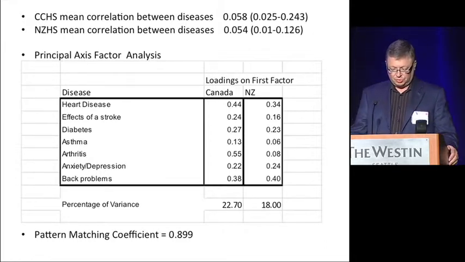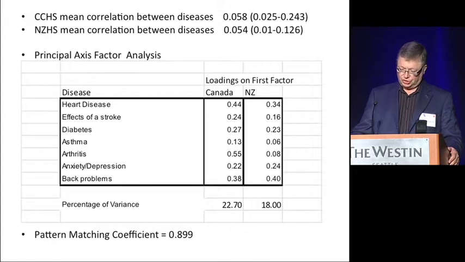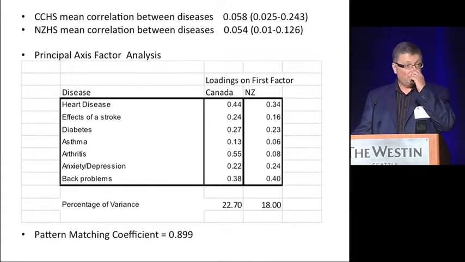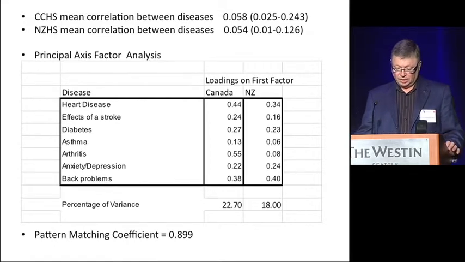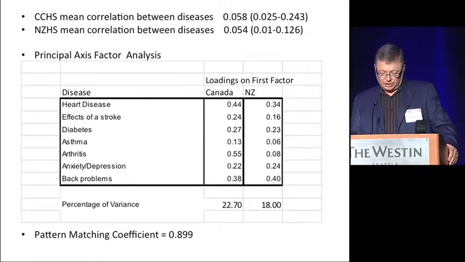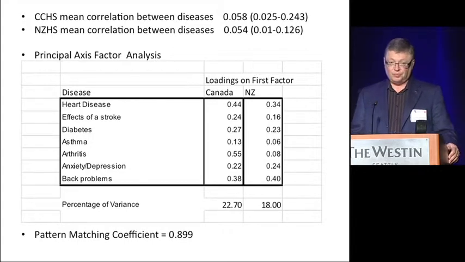We calculated Pearson product moment correlations, and these show that the relationships between these diseases as reported in self-report were modest. Then we conducted a principal factor analysis, principal axis factor analysis, to determine whether the pattern of correlations was similar between the 2 countries. I'm showing here the largest factor, which accounted for about 20% of the variation in the 2 countries.